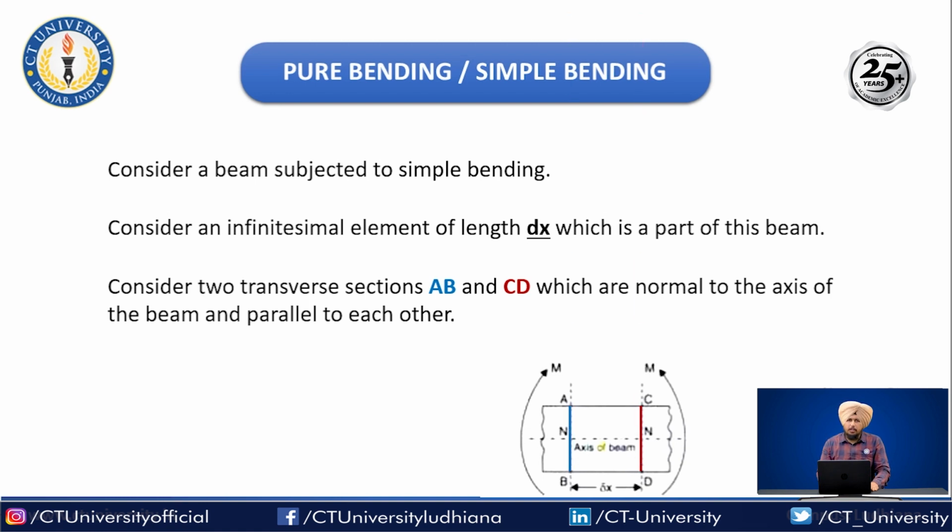Initially they are parallel to each other, so you can see with the help of two colored lines, one is blue and the other is a red colored line. Initially they are parallel to each other, AB and CD, and after bending you can see they are now deflected, and AB and CD have changed to A dash B dash and C dash D dash.